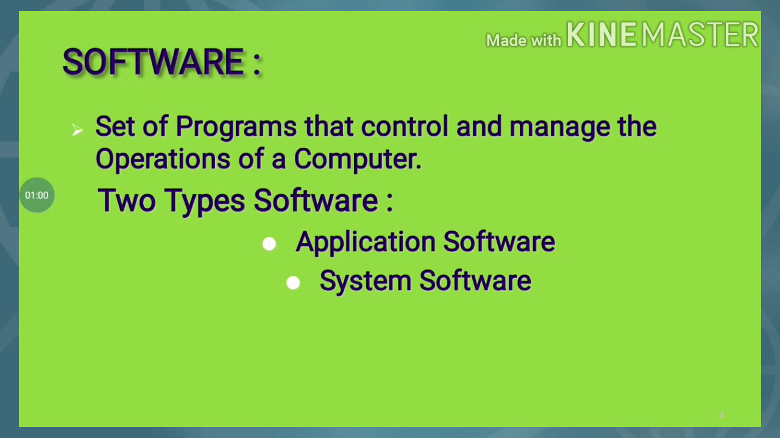What is software? Software is a set of programs that control and manage the operations of a computer. We have two types of software. One is application software, another one is system software.